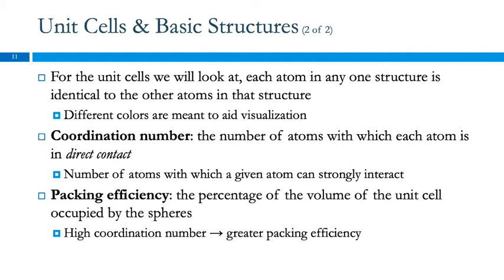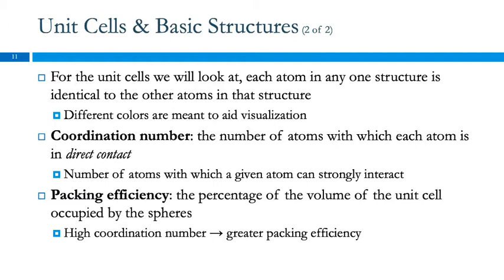In looking at the unit cells, you're going to see spheres of different colors, but all of the spheres represent the same type of atom. The different colors do not mean different elements. It just is so that we can see it better. It's just for visualization.